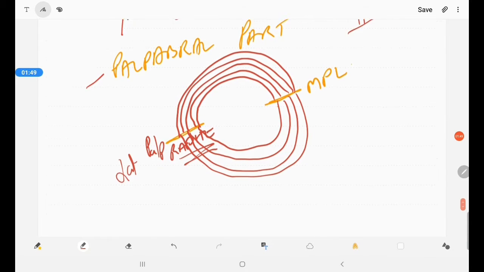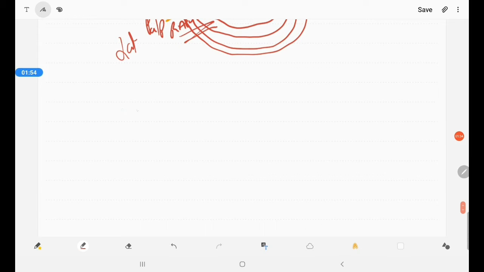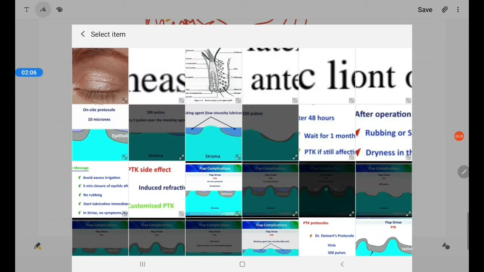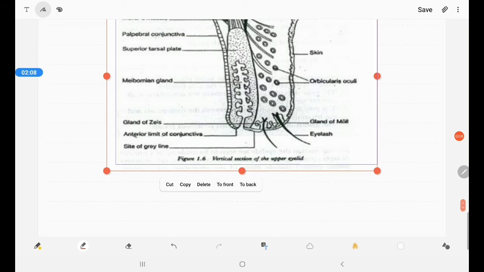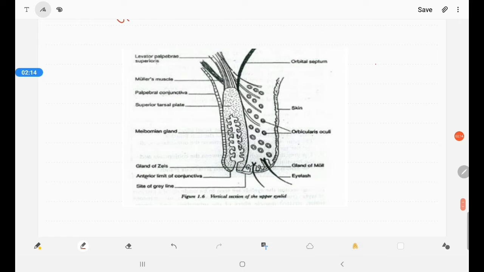It's always good to know the relationship of any structures that you learn in the lid area with respect to the orbital septum. So that you know from the cross section of the lid that we have already learned, the relationship of the orbicularis oculi muscle. So this is the orbital septum and the orbicularis oculi lies in front of the orbital septum.